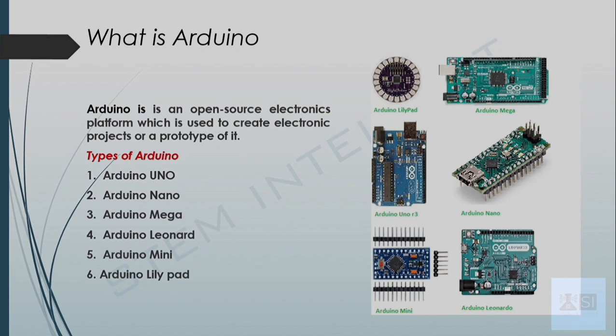So next is, what is Arduino? Arduino is an open source electronic platform which is used to create electronic projects or prototypes of them. The types of Arduinos are Arduino Uno, Arduino Nano, Arduino Mega, Arduino Leonardo, Arduino Mini, Arduino LilyPad.